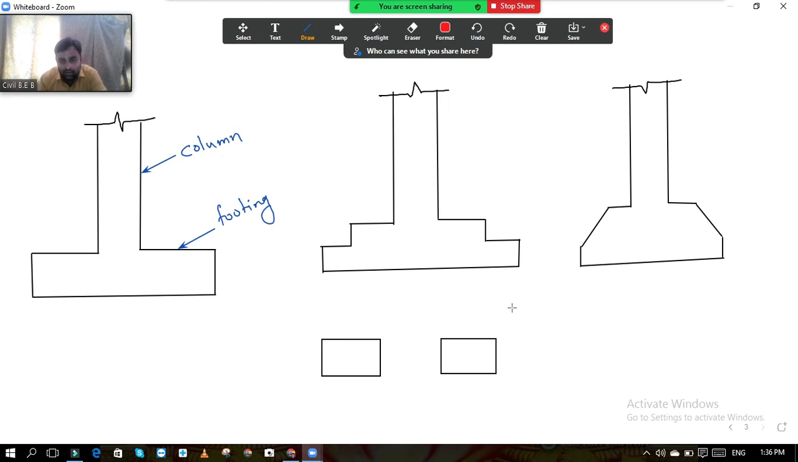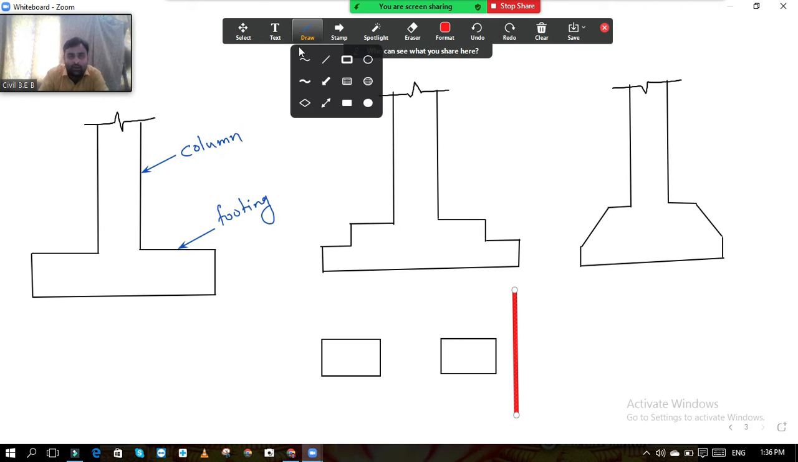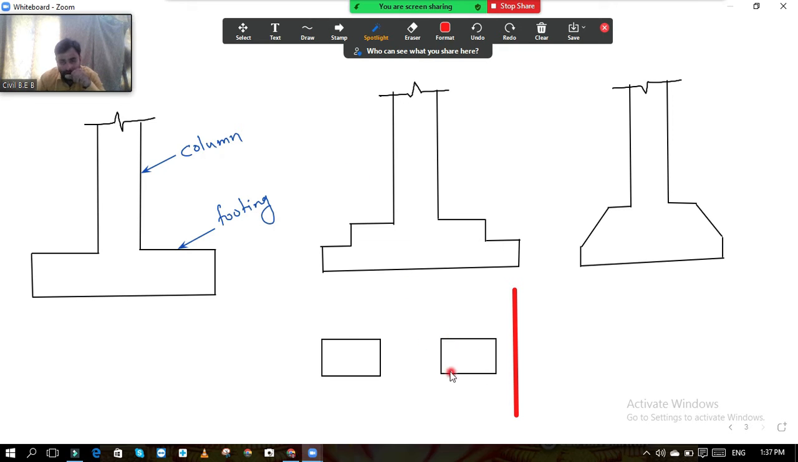Okay, this is the boundary of the plot, this is the plot boundary, and there is very little margin, and now I have to design the footing. So now if I want to design the footing, what will happen if I design an isolated footing separately for this column and separately for this column?